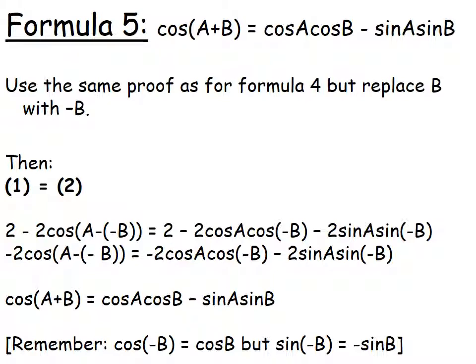Up here, this would also be plus sin A sin B. But because when you have sine of a negative angle, it becomes minus sin B, that's how you have the minus here.